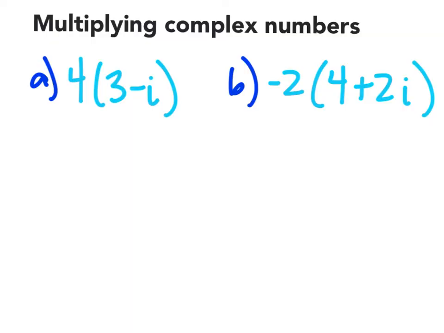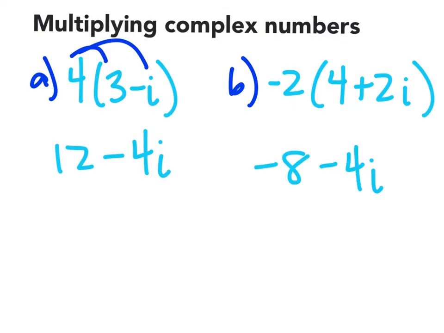Whenever you're multiplying complex numbers, they obey almost all the same properties as the real numbers. We're just going to distribute this 4 to both of these terms to get 12 minus 4i. Now you give it a try on part B. Okay, and we should be looking at -8 minus 4i.